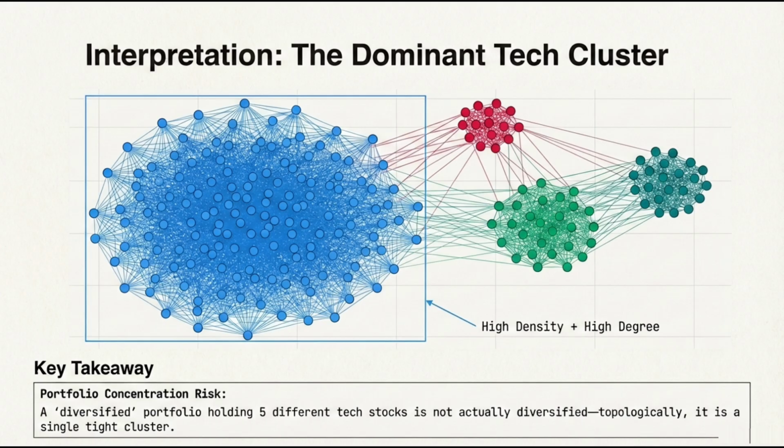This is a powerful lesson. Diversification is not only about counting different names, it is about understanding where those names sit in the network. If they move together strongly, the portfolio may still be exposed to one common structural risk.